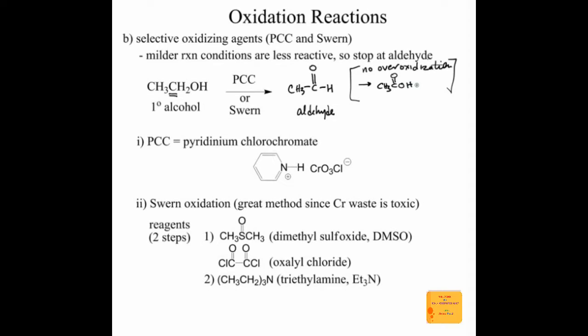So this is going to be a big difference for chromic acid oxidation, Jones conditions, versus PCC and Swern. For primary alcohols, we would stop here at the aldehyde. So what do PCC and Swern represent?